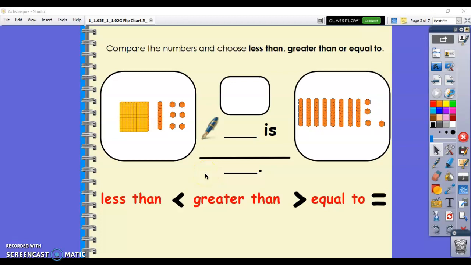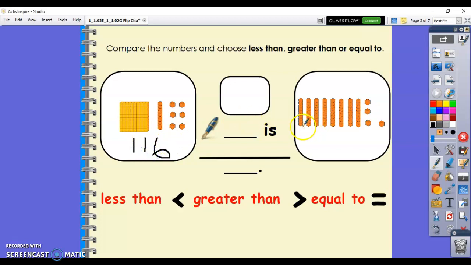Today we're going to work on comparing numbers using both symbols and comparative language. So first, I need to count my number. So count with me. 100, 110, 111, 112, 113, 114, 115, 116. So my first number is 116. Now let's count our next number.